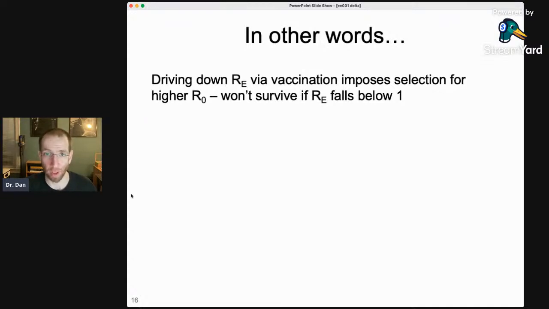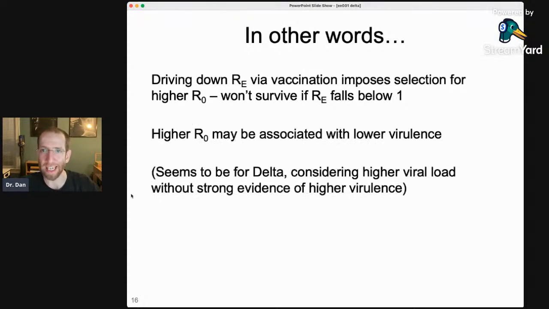If on average, every infected person is not transmitting to at least one additional person, if on average it's 0.9 or 0.8 or 0.5 or 0.1, eventually that virus is going to go extinct within that population, right? And that state, when the virus can't propagate because there aren't enough susceptible hosts, that's called herd immunity. Vaccination imposes selection for higher transmission because what you're doing is you're imposing a selective pressure by driving the population towards herd immunity.